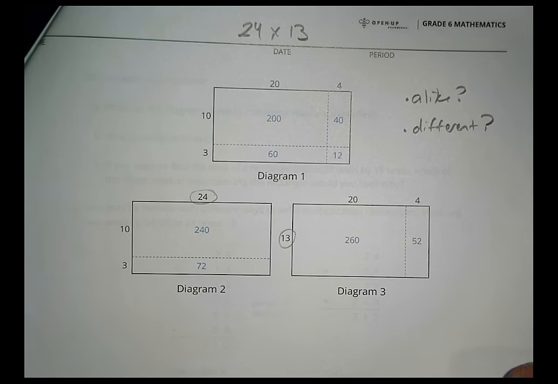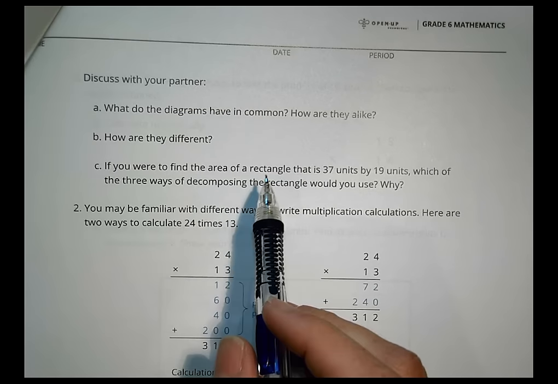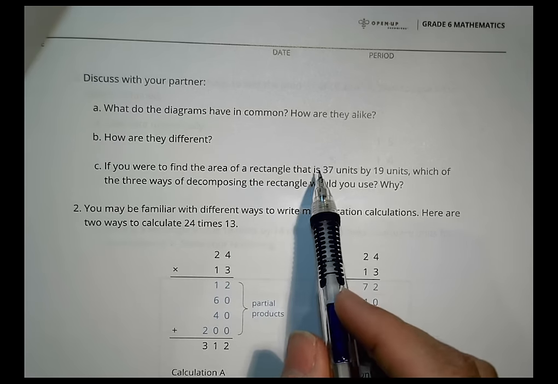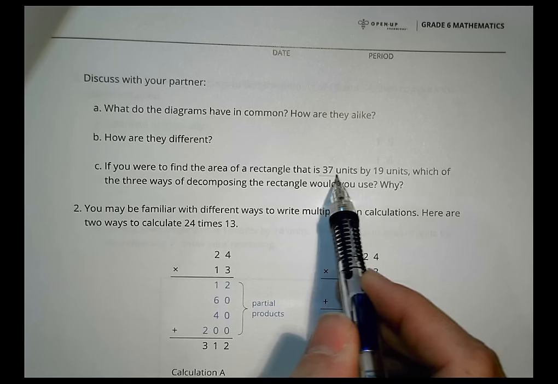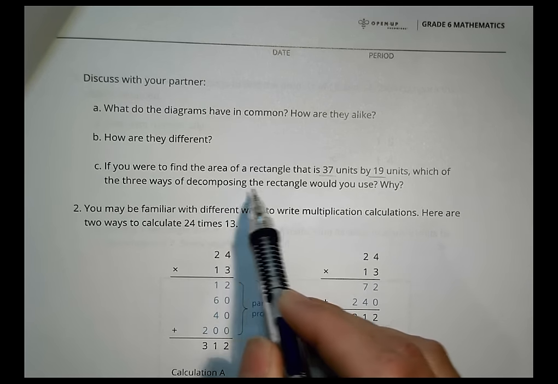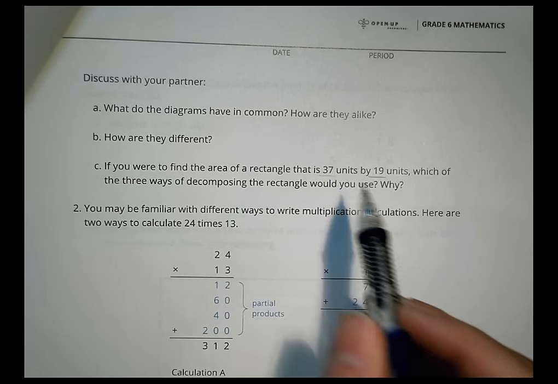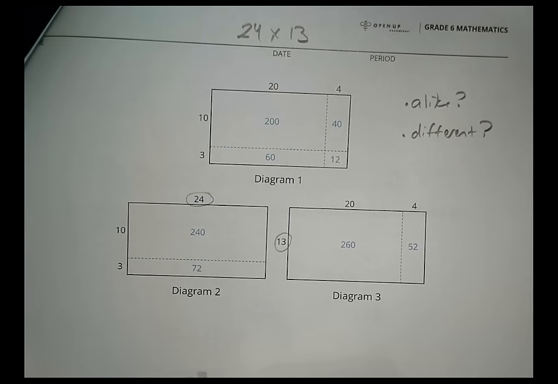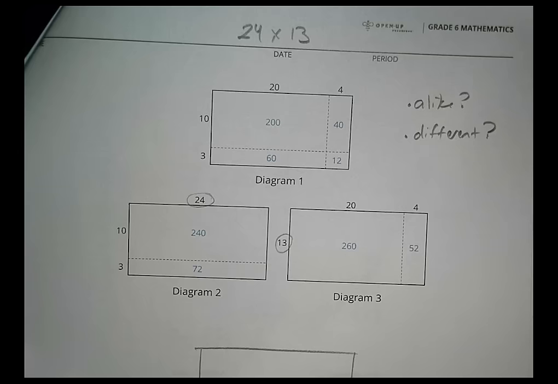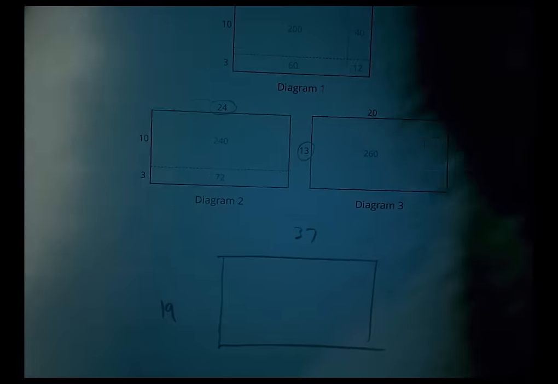The question I want to know for part C is, if you were to find the area of a rectangle that is 37 units by 19 units, which of the 3 ways of decomposing the rectangle would you use? So let's say you had to draw a new rectangle that was 37 by 19, right? So you take 37 and 19, and you had to draw one of these again.